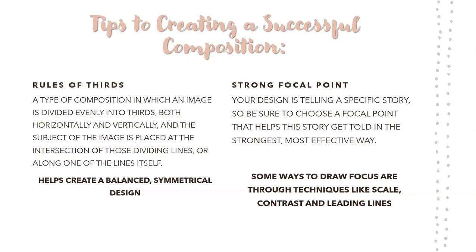The first one is rule of thirds. So hopefully you've heard this one before. Both Mr. Creighton and Mr. Jers and I teach that in our intro level classes. But essentially it is a composition in which the image is divided evenly into thirds, both vertically and horizontally. And then the subject of the image is placed either at the intersection of those dividing lines or along one of the lines itself. It helps create a balanced and symmetrical design.